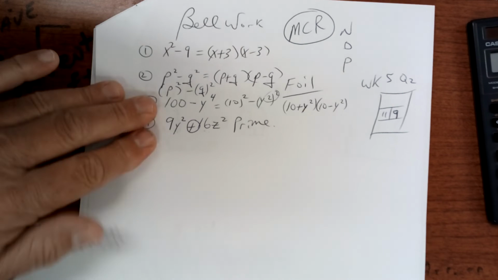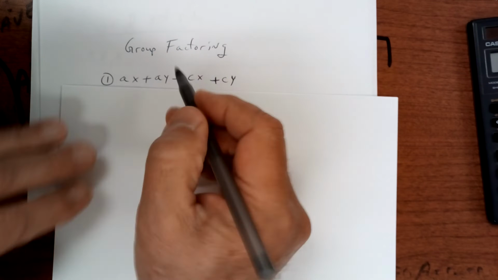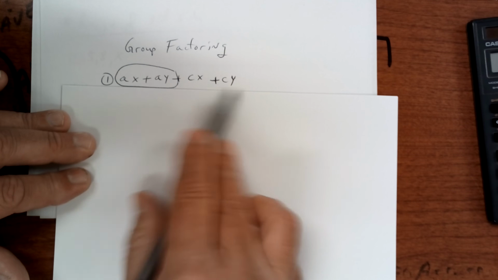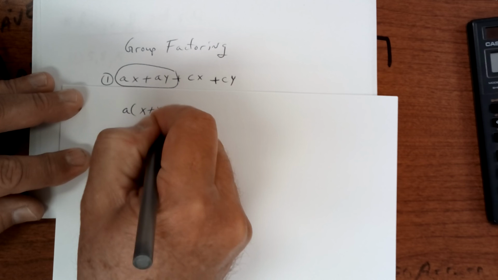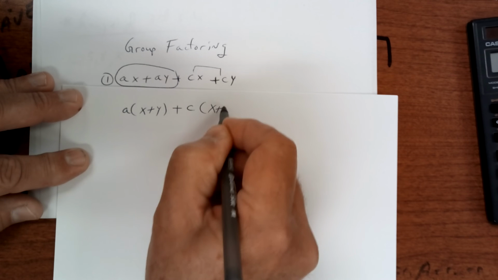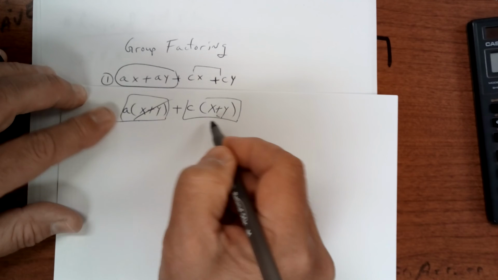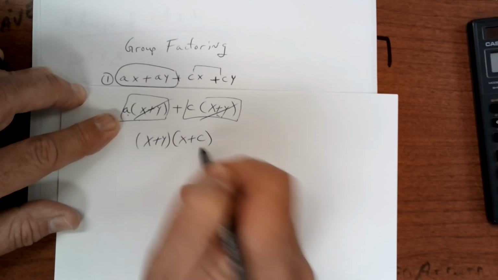Today's work is right here. And there's one that I need to show you. So I'll show you this one right now real quick. These two have an A in common. See, they all don't have an A. This is called group factoring. So I'm going to factor out an A, and I'm left with x plus y. This one, they both have a C. So I'm going to factor out a C, and I'm left with x plus y. Now this term and this term have an x plus y. So I'm going to take out the x plus y, and I'm left with A plus C. And that's called group factoring.